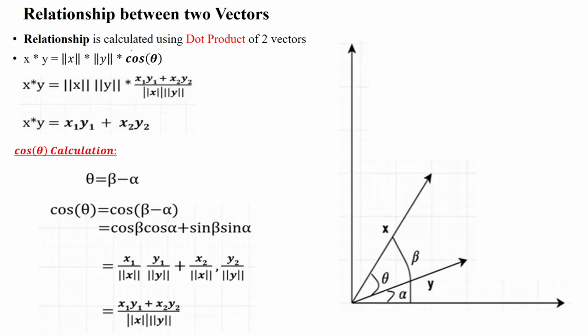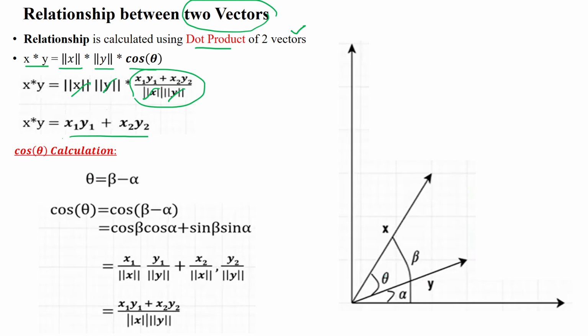Here the relationship is calculated by using the dot product of two vectors. That means the relationship between different vectors is calculated using the dot product. So we calculate x dot y equal to norm x dot norm y dot cos theta. When you substitute the values for the cos theta, and then cancel these two values, finally you get x dot y equal to x1 y1 plus x2 y2.